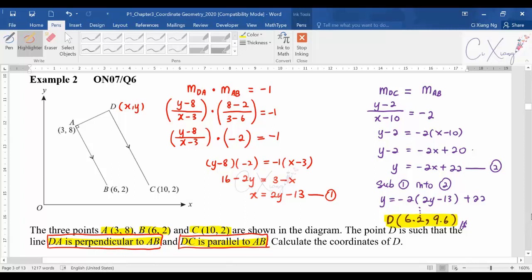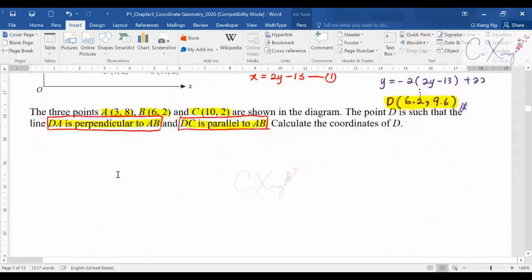Okay, so again, the question is not hard. Then if you look at the label here, it is also one of the past year questions. All right, so if no problem, let's continue with another example.